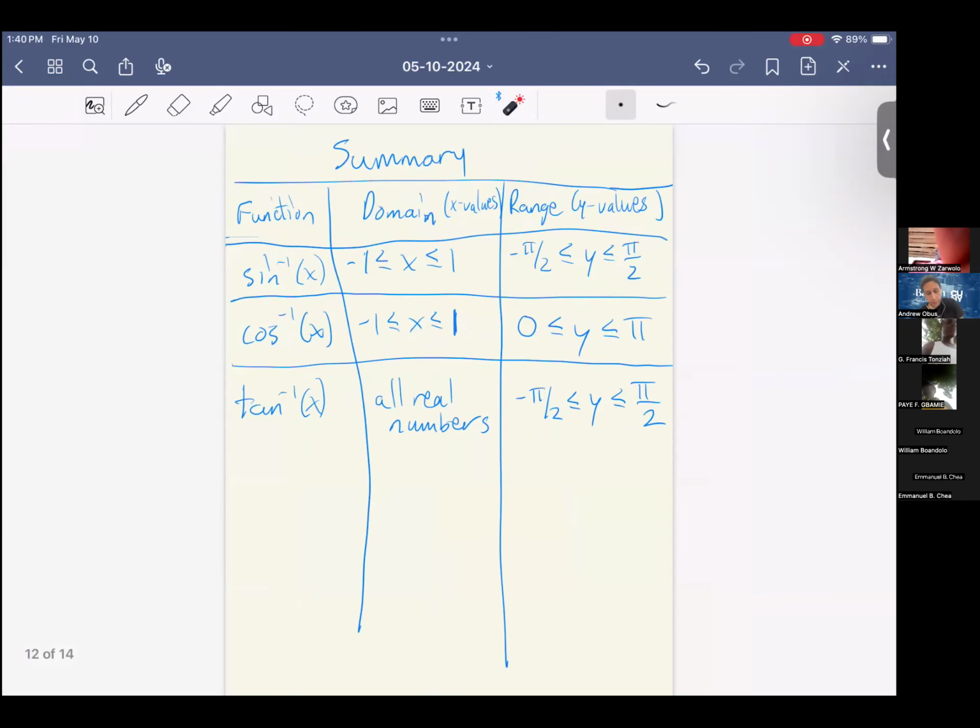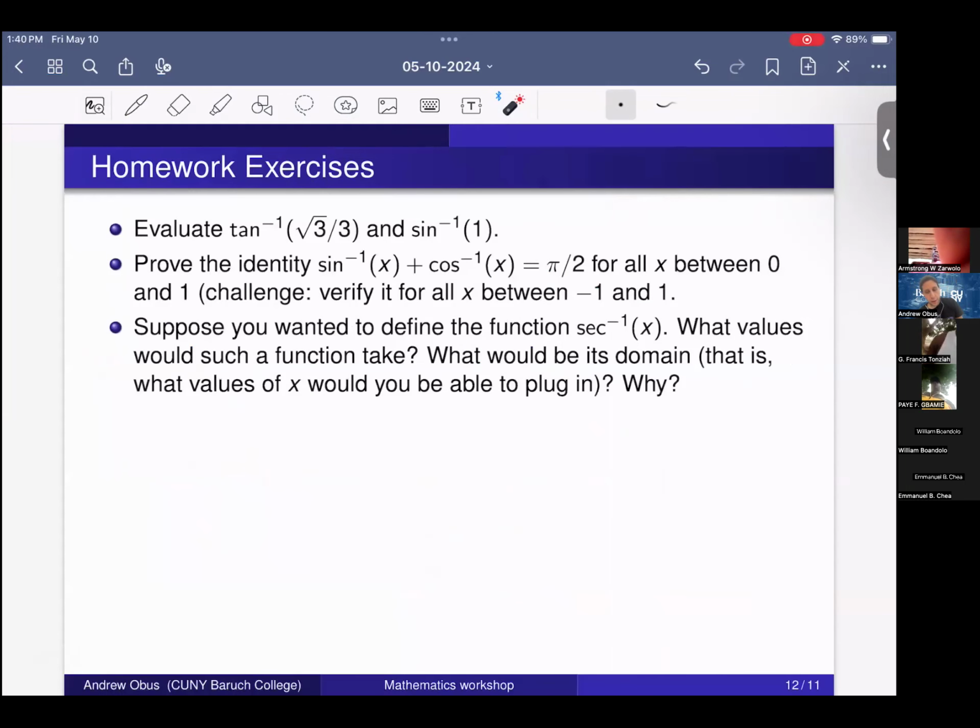Okay, so let me write the homework here. There are 3 exercises. The first one is just straightforward: evaluate an inverse tangent and an inverse sine.